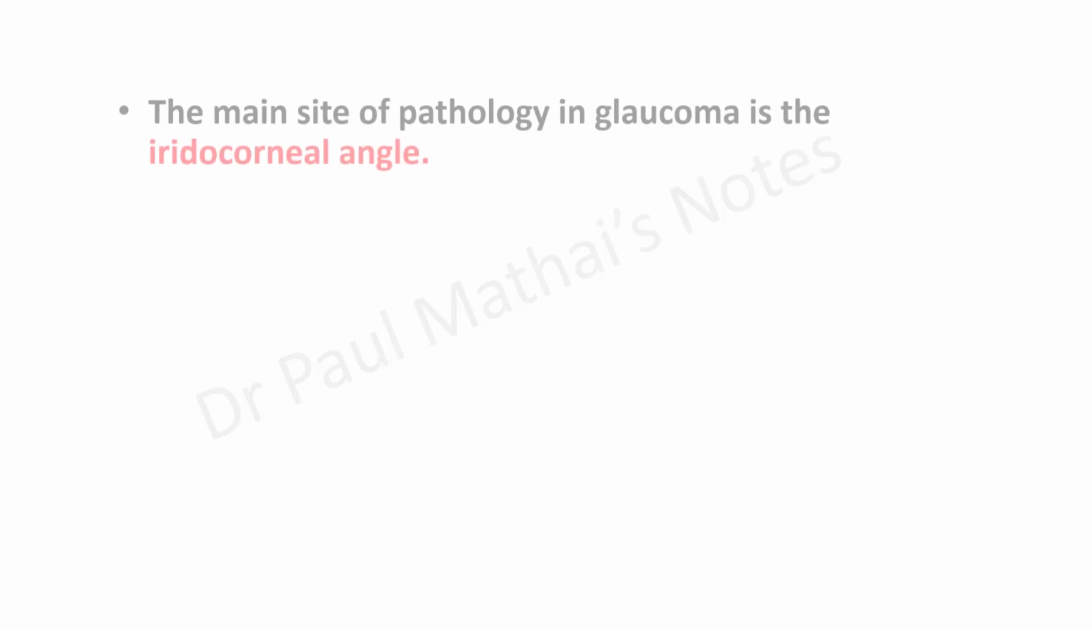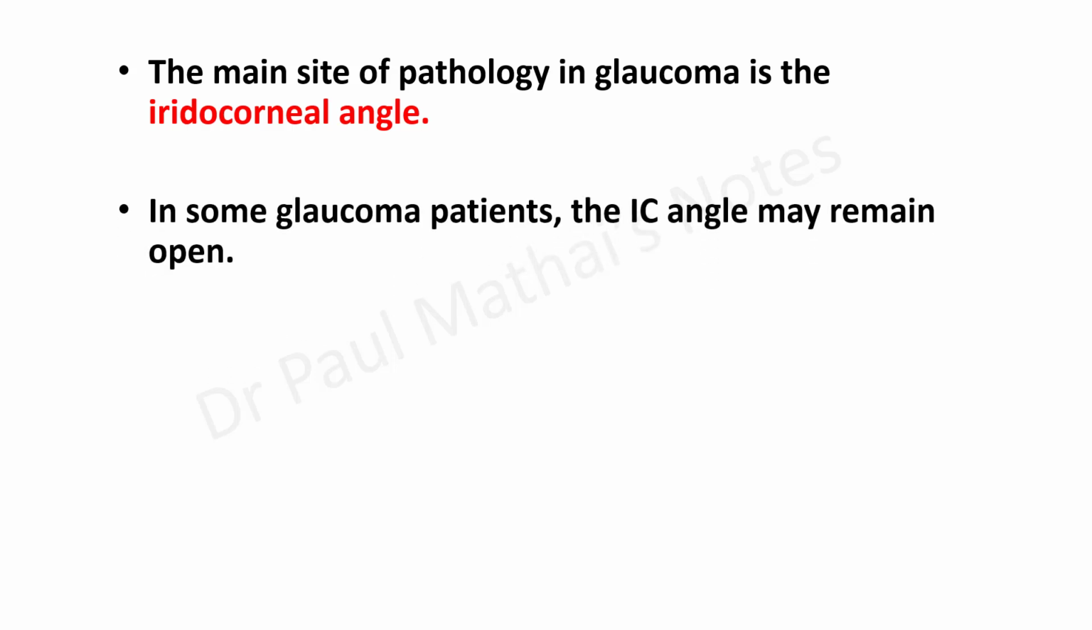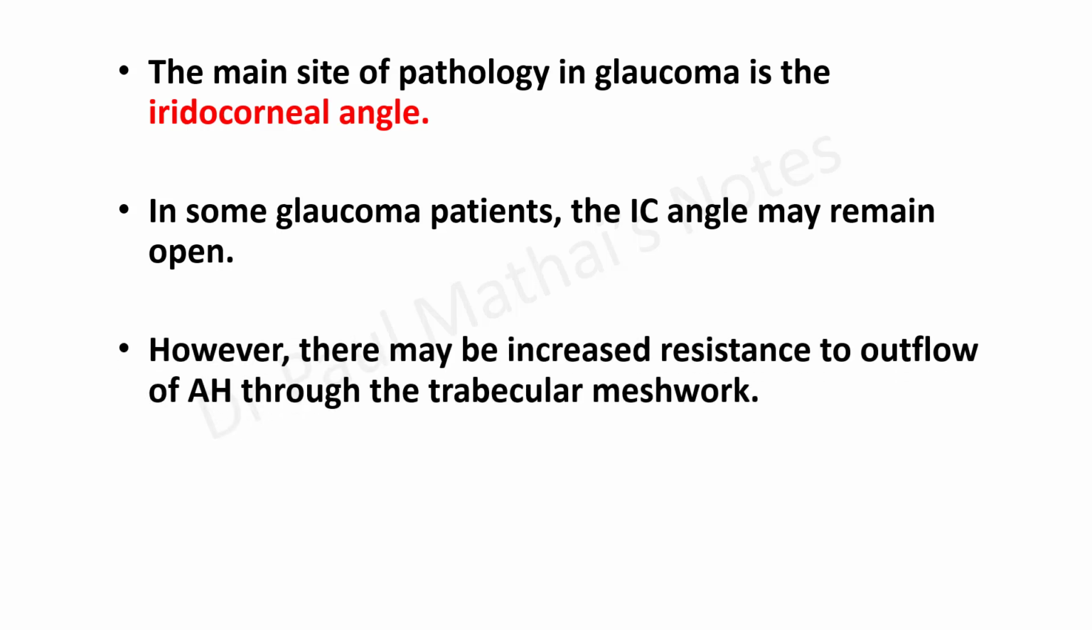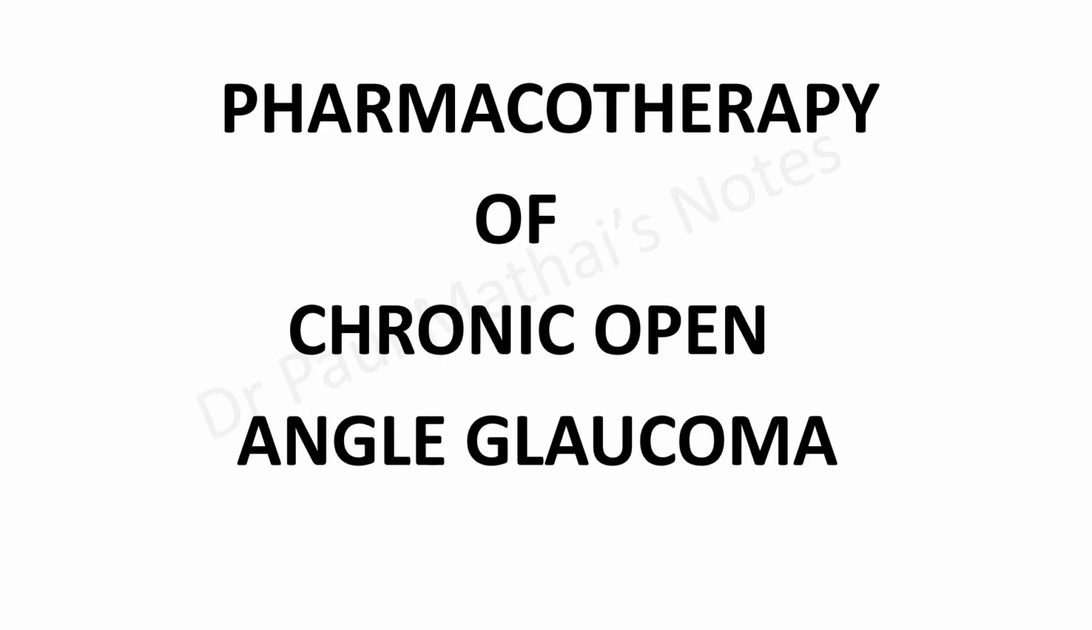Now, the iridocorneal angle is important to be paid attention to, especially when we talk about glaucoma. In some glaucoma patients, the iridocorneal angle may remain open, but there may be a resistance to the outflow of aqueous humor through the trabecular meshwork. And if there are no secondary causes for this, it is called primary open angle glaucoma.